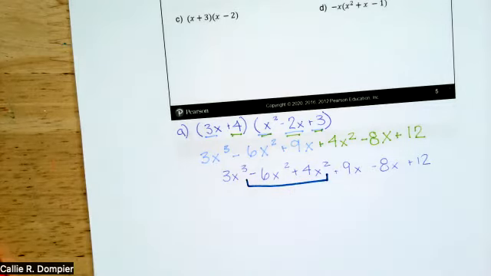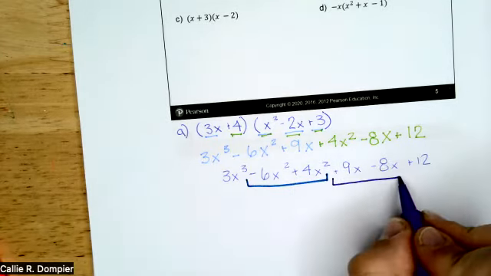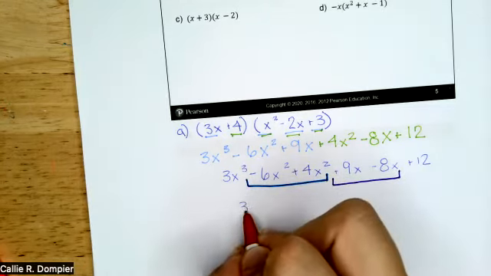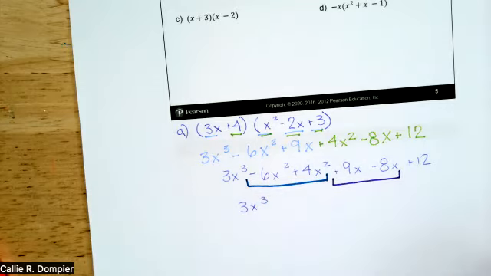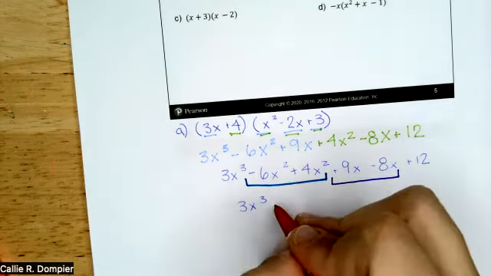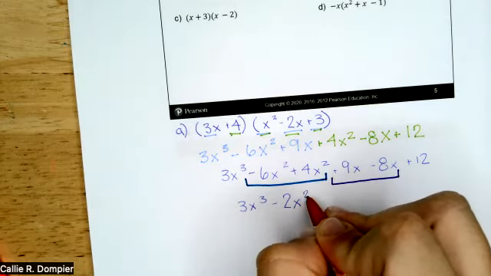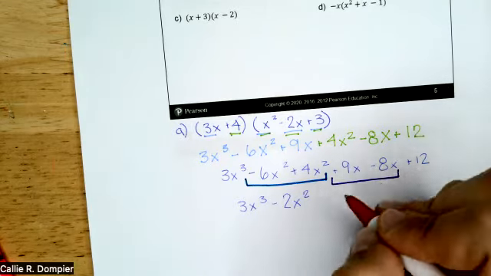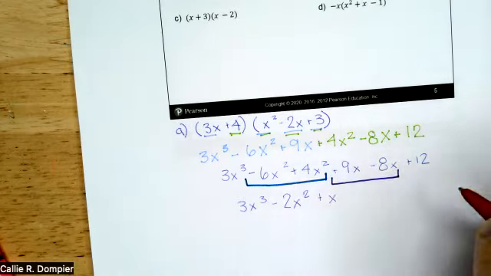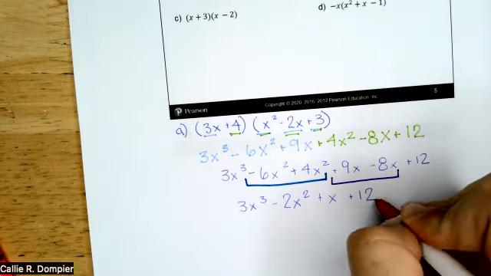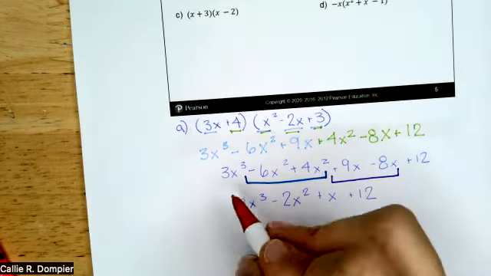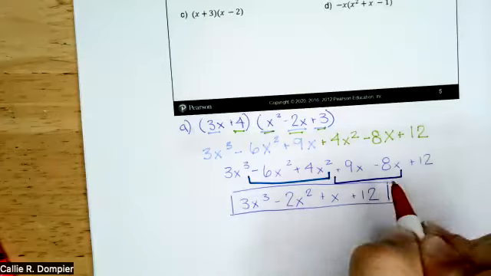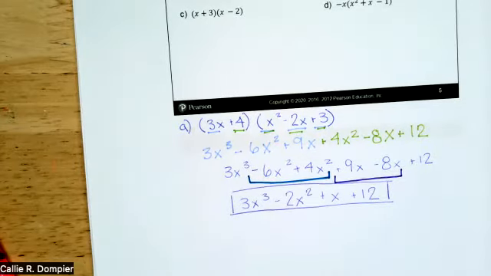Negative 6 plus 4, positive 9 minus 8. Negative 6x squared plus 4x squared is negative 2x squared. Positive 9 minus 8 just leaves us with 1, right? 9 minus 8 is 1. And then the 12. Final answer for part A. And A was kind of the hardest one, interestingly enough.